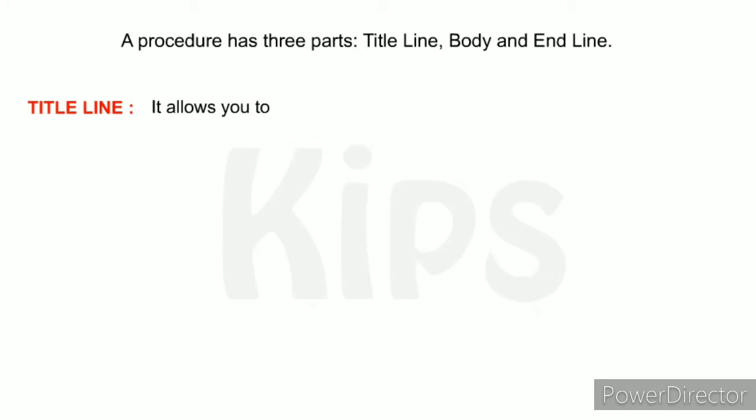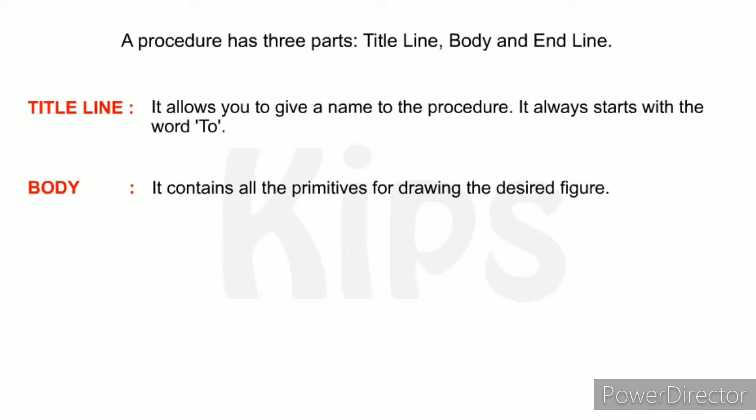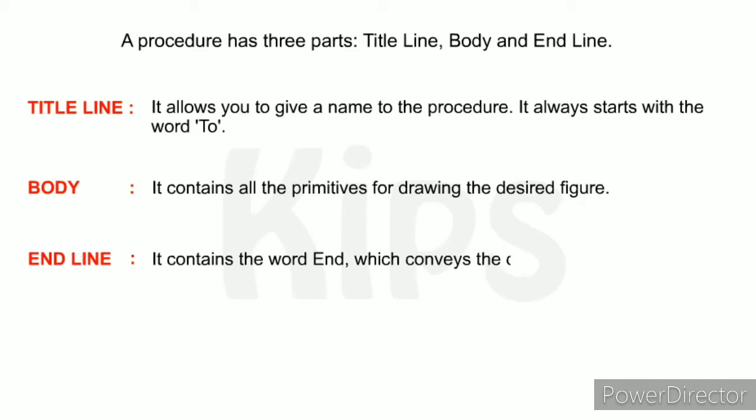A procedure has three parts: title line, body, and end line. Title line: it allows you to give a name to the procedure. It always starts with the word to. Body: it contains all the primitives for drawing the desired figure. End line: it contains the word end, which conveys to the computer that primitives in the procedure are over.